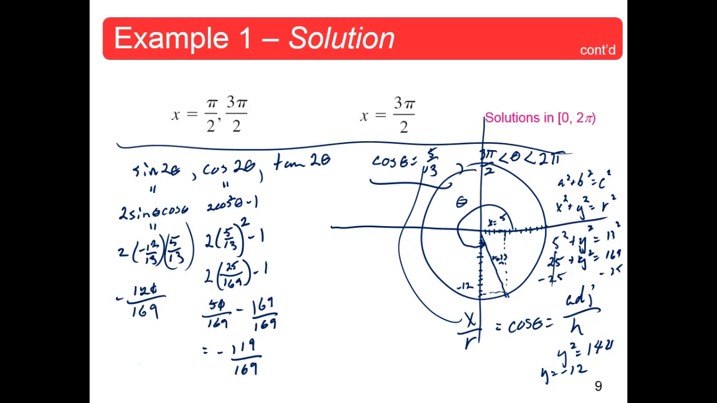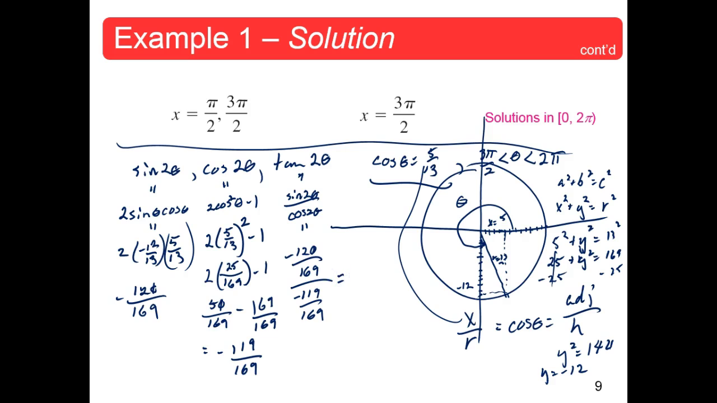Time out. Don't we also know that tangent 2 theta is sine 2 theta over cosine 2 theta, from our ratio identity, or quotient identity? That, I think, will be a little easier. This is going to be sine 2 theta over cosine 2 theta. And our sine 2 theta is minus 120 over 169, over your cosine 2 theta, which is minus 119 over 169. Now that looks a little complicated, but a couple things do get pretty simple here.